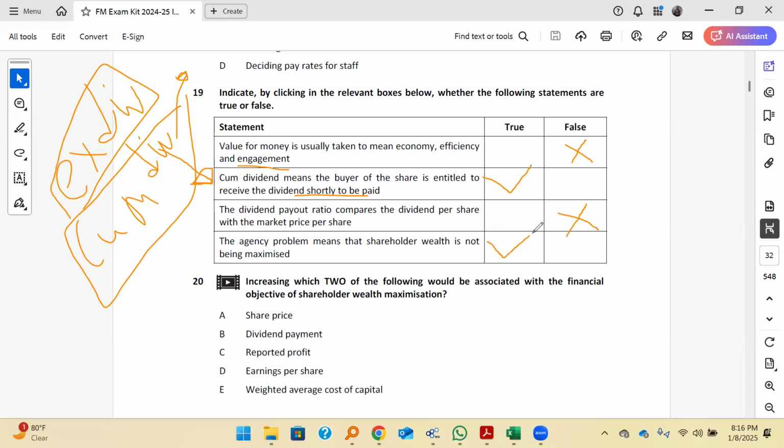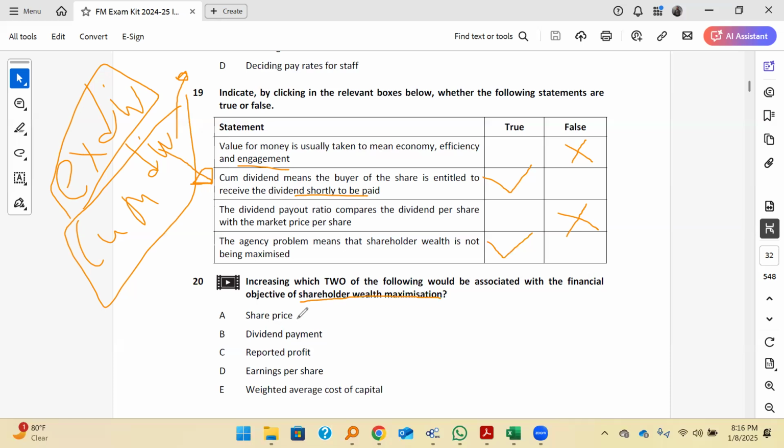That is true, because we said that if the directors are doing what they want, it may not necessarily be what is good for the shareholders. So that is actually the agency problem. Now here they're asking which two of the following would be associated with financial objectives. Again, this one is looking at the financial objectives of shareholder maximization.